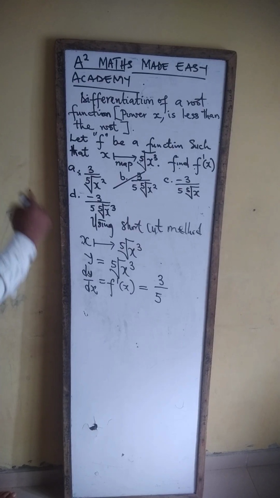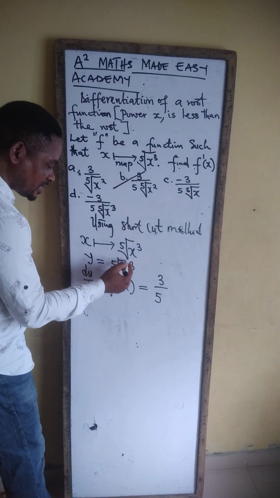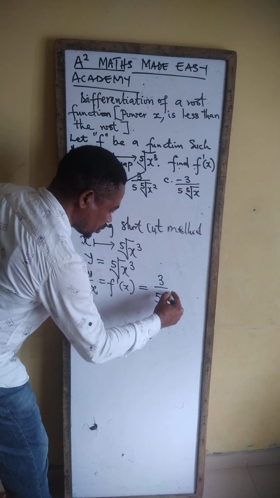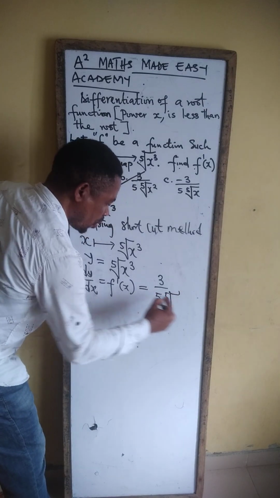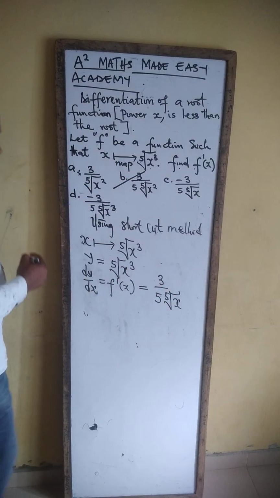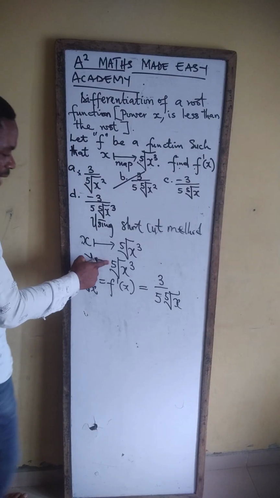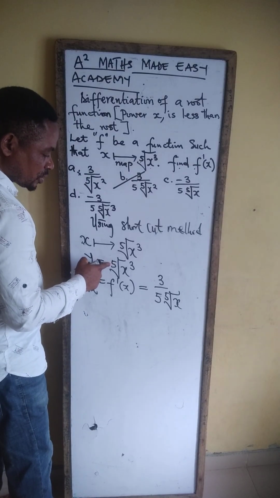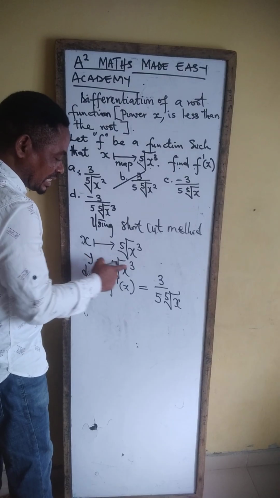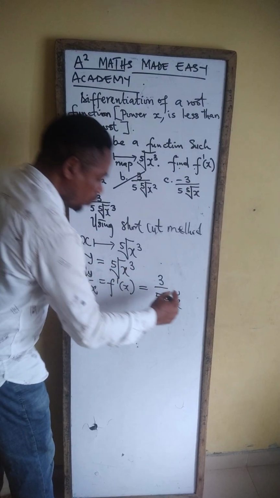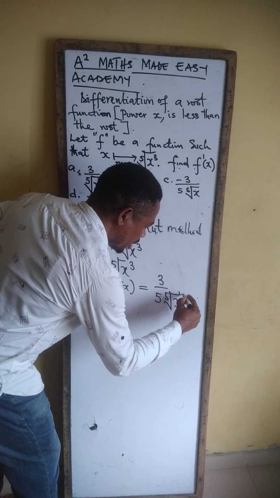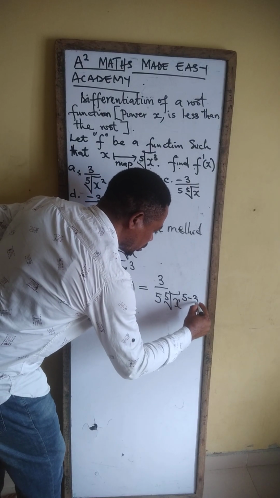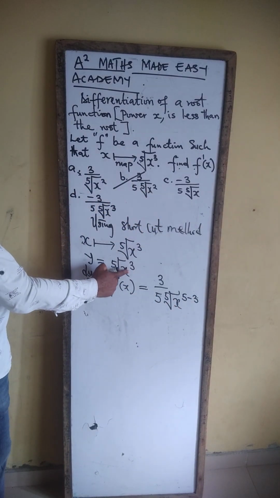Now the next thing we are going to do is to write the root, which is fifth root, at the denominator of what? X. Of what? X. Followed by the roots. Because the root is greater than the power. And what is the value of the root? It is what? 5. I will now introduce minus what? 3. This is the minus 3 I'm talking about.